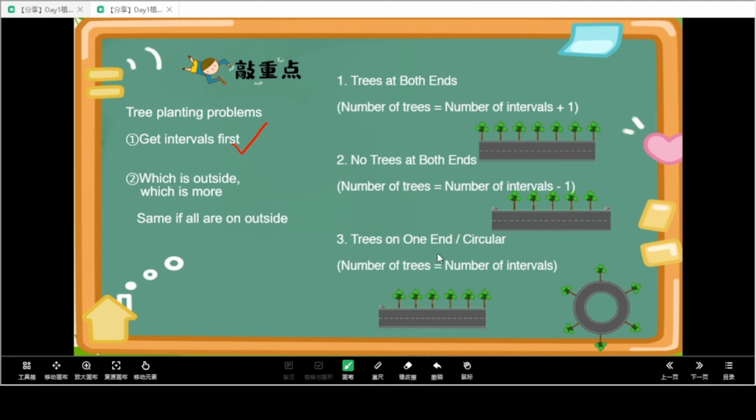Okay, and in this lesson, we learned the relationship between the number of trees and the number of intervals. So I hope that you can all know how to do this type of question after today.